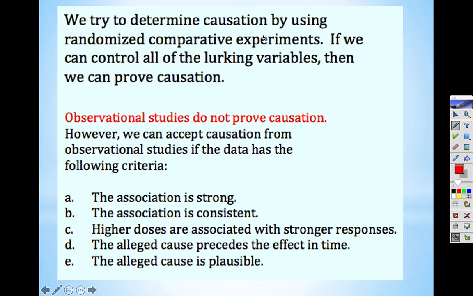Our goal as statisticians in this chapter would be to try and determine one thing causing the other. But remember, with just our A, B, R squared, and R, we don't have causation. In order to have causation, you would need a strong association, a consistent association, higher doses with higher responses. The alleged cause precedes the effect, and the alleged cause is possible. Proving all 5 of these would get causation, which is very, very hard.